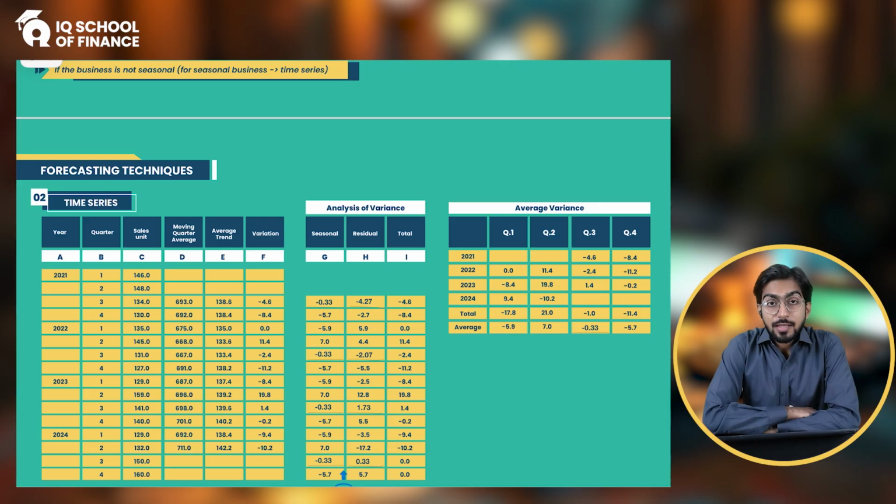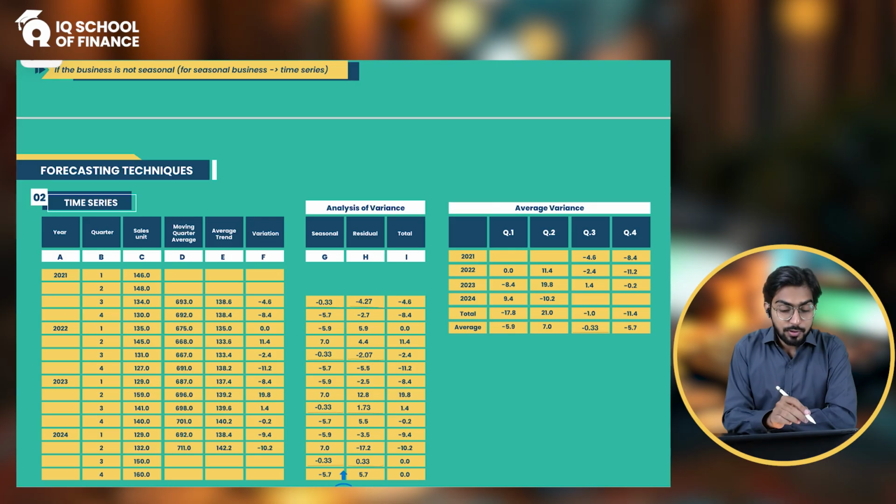In the last class, I promised you that where your business or your sales is not seasonal, and there is no kind of trend in it, then you don't use the regression analysis. You use the technique or method called time series analysis, and today we are going to understand how we actually use the time series analysis and what it is. So in the forecasting technique, we have the time series analysis with us.